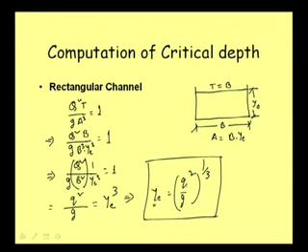So for a rectangular channel we can calculate the critical depth yc directly if we know the q value, small q, or if we know capital Q and the bed width B. Then we can directly calculate the critical depth yc is equal to q square by g whole to the power 1/3.